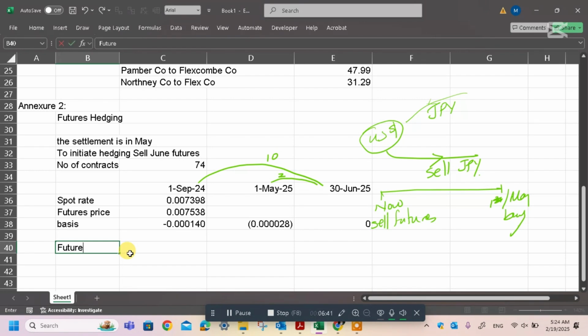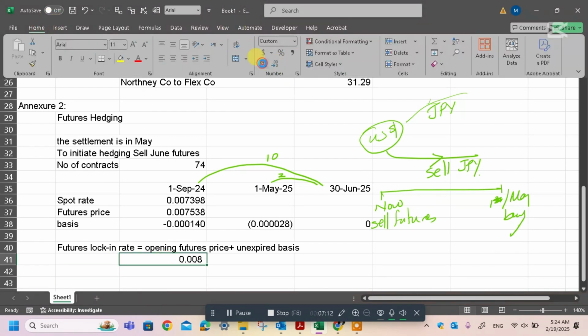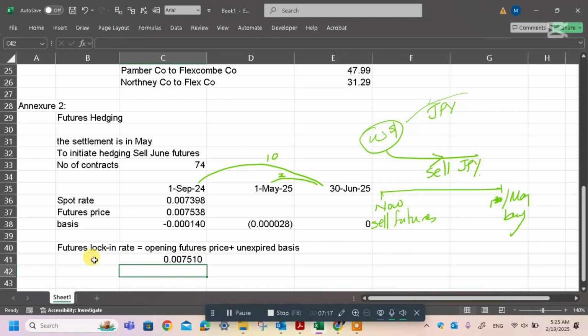Now I can take the futures lock-in rate. How do we find that? Just to recall the formula: opening futures price plus unexpired basis. Opening futures price means this one. Unexpired basis is this one. Six decimals we will take. So this is the futures lock-in rate. That means the effective rate is going to be this.